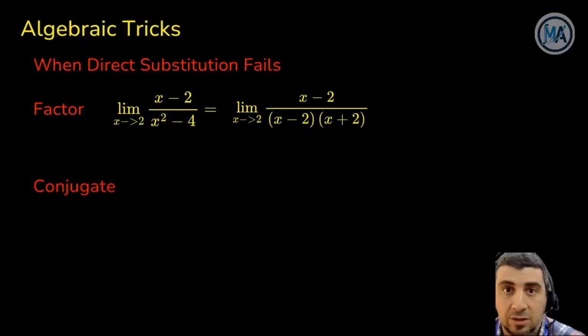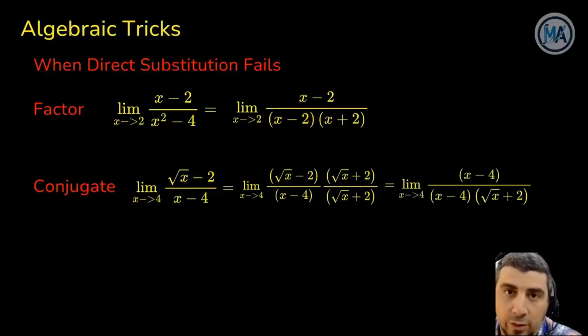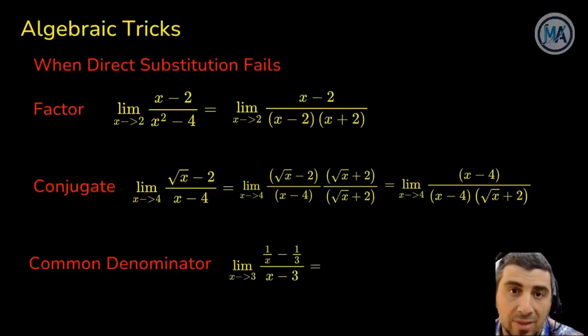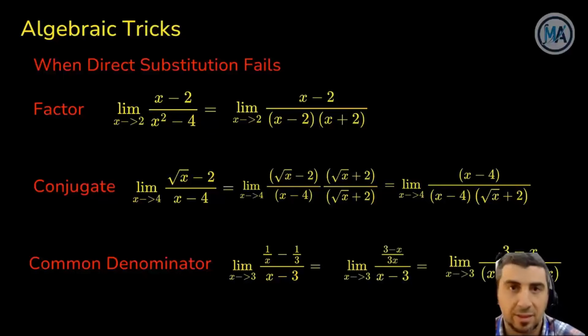The next type is multiplying by the conjugate. Multiply the numerator and denominator by the conjugate of the binomial that has the radical in it. Then FOIL the numerator and you will get a factor that cancels there. And finally, multiplying by a common denominator. This is going to happen when you have complex fractions in your limit. So in this case, you want to get a common denominator of the numerator fractions and either add or subtract those, and then you can further simplify the limit from there.